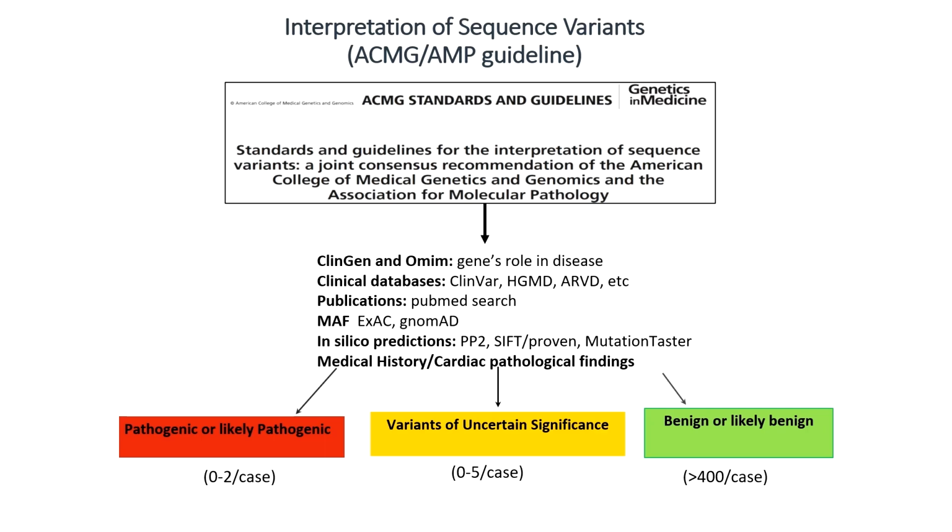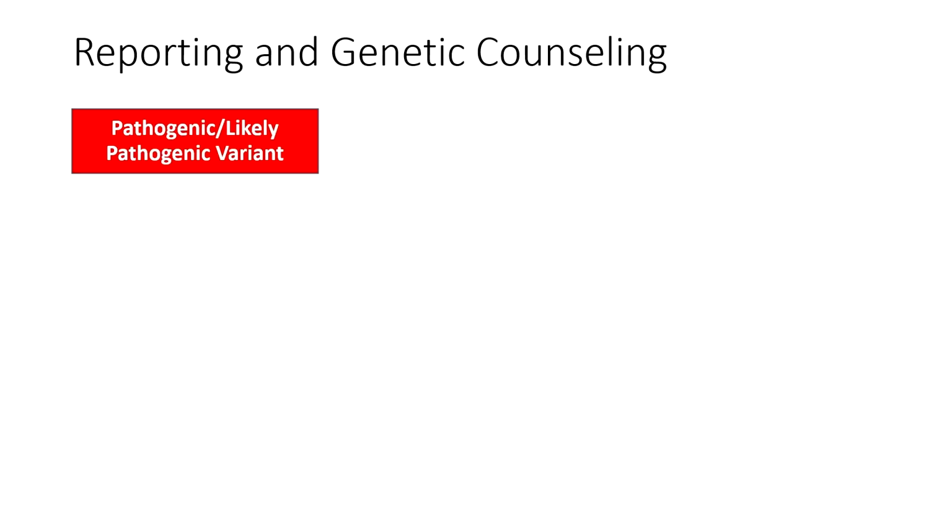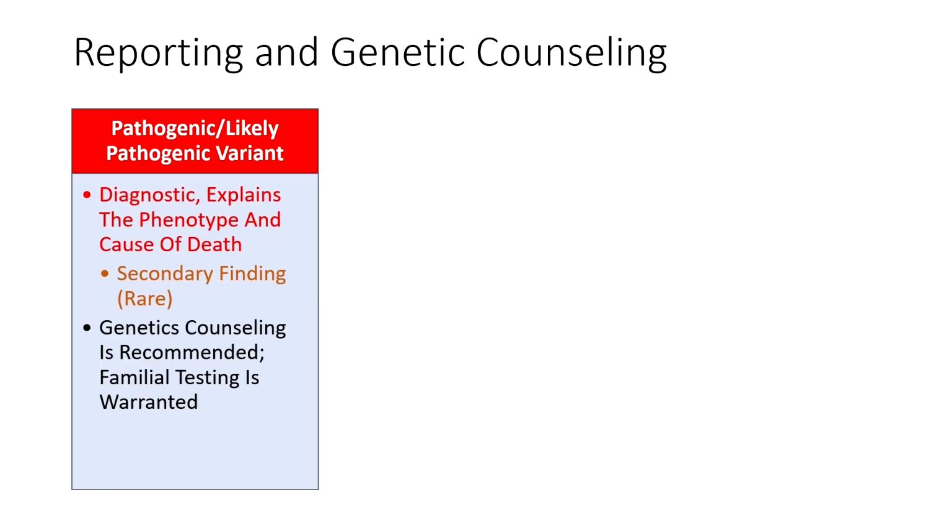The genetic testing report is usually one of 3 types. First, a pathogenic or likely pathogenic variant detected. The variant is diagnostic and may explain the phenotype and the cause of death. Rarely, the finding is a secondary finding, which may not explain the cause of death, but is important for the family. Genetic counseling is highly recommended and familial testing is warranted.